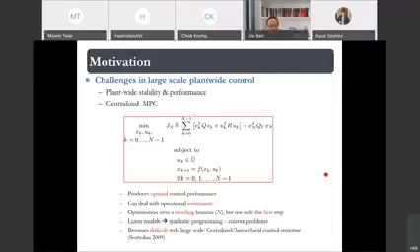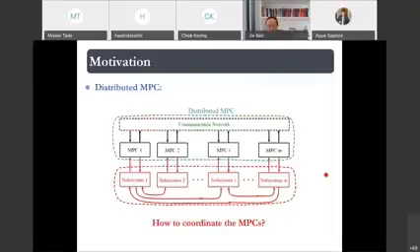But this kind of MPC approach can become very complicated and difficult to implement when the plant-wide system gets very large. So one of the solutions is distributed MPC. The distributed MPC is actually somewhere between decentralized control and centralized control.